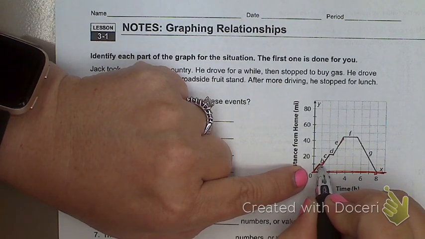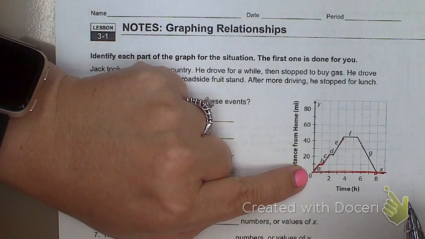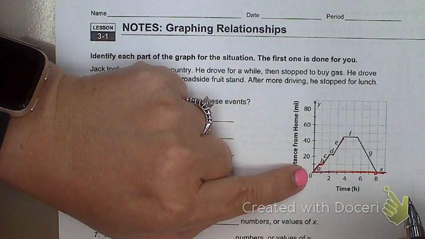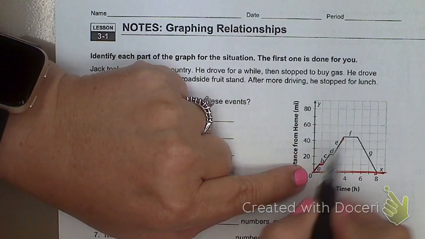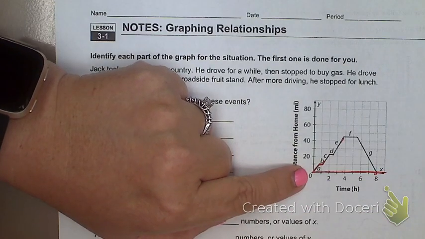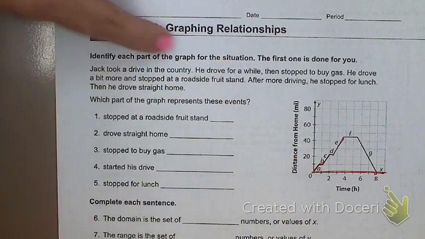Why does it flatten out? Because he's stopped. He's not getting any further away from home and he's not getting any closer to home. So those flat places mean he's not doing anything. Or it could be one of his stops.